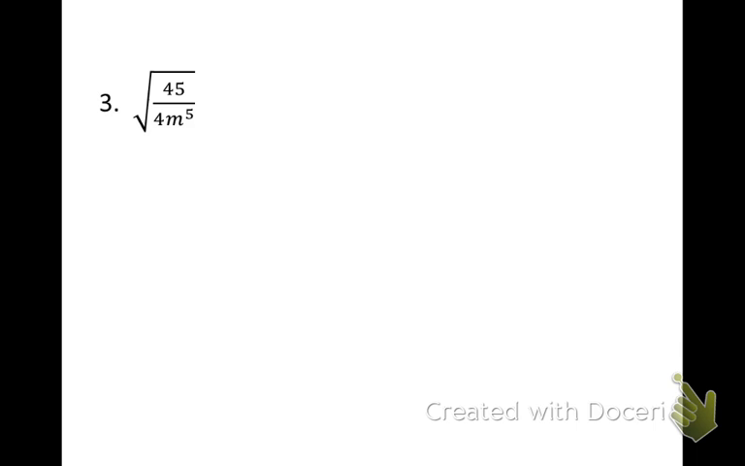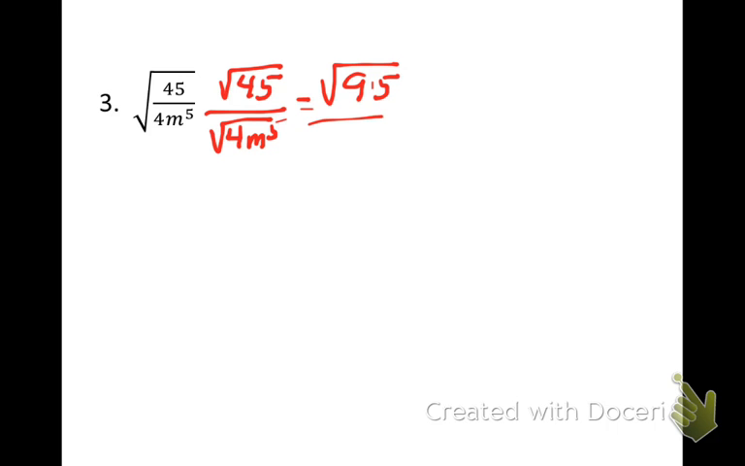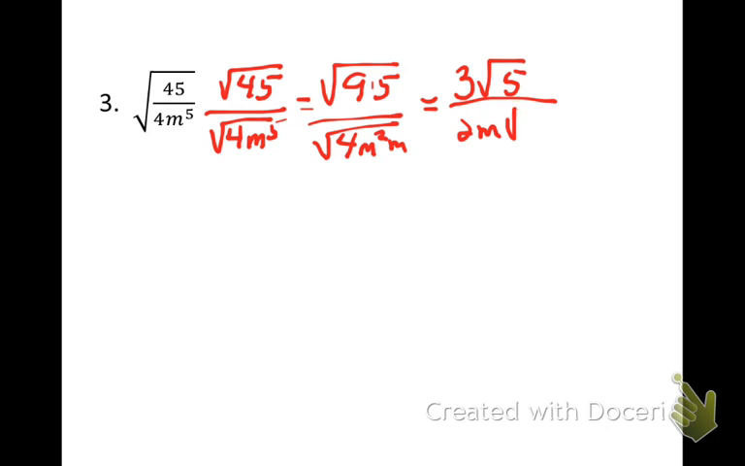On this one, remember, we cannot have a radical in the denominator, and we can't really simplify that the way it is, so I'm going to break it down into the square root of 45 over the square root of 4m to the 5th. I am going to simplify, though, before I go any farther. So 45, remember, is 9 times 5, so square root of 9 times 5, and I do have perfect squares down here, 4 times m to the 2nd times m. So taking my square root of 9 is 3, so 3 times the square root of 5, 2m times the square root of m.